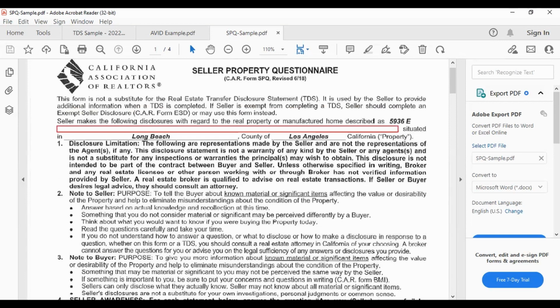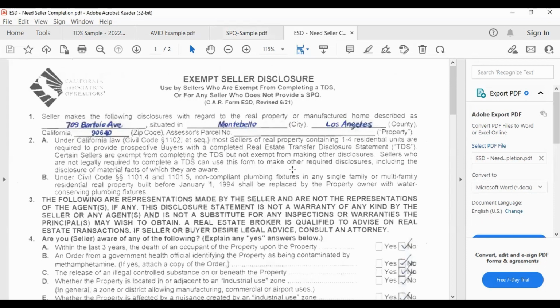Let me pull up one real quick. There's an ESD. I know I hate to abbreviate, but today's kind of abbreviation day. The exempt seller disclosure. And this is actually a good sample. The exempt seller disclosure is for those that I described that do not have to do the TDS. They are a beneficiary seller. Grandma passed away and left it to them through probate or in a will or through a trust.